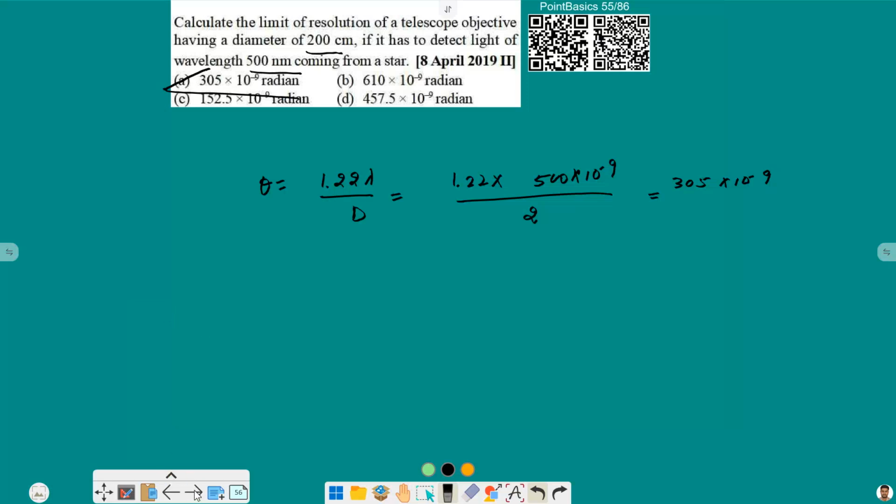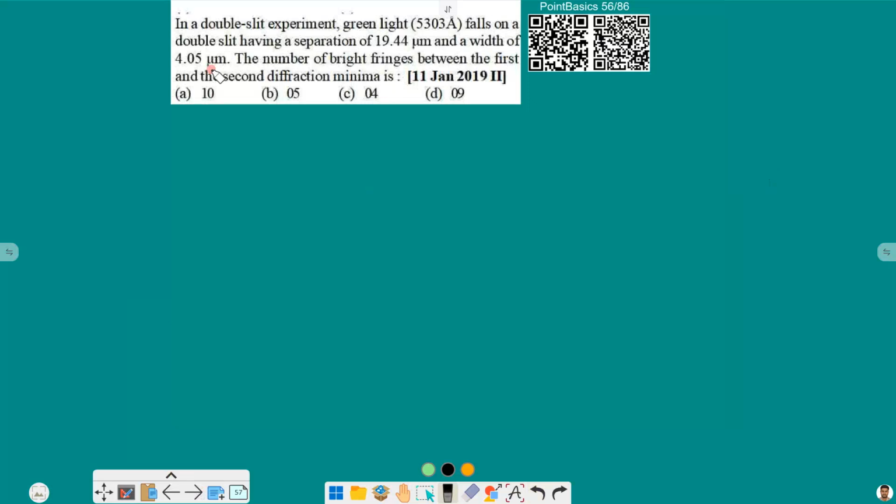Now next one, in a double slit experiment, green light of 5303 angstrom falls on a double slit having separation of 19.44 micrometer, width of 4.05 micrometer. The number of bright fringes between the first and second diffraction minima is. So we know that width of the first maxima in diffraction is 2 lambda d by a, and for the second maxima this width reduces to half, that becomes lambda d by a.